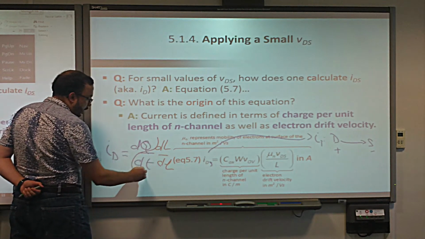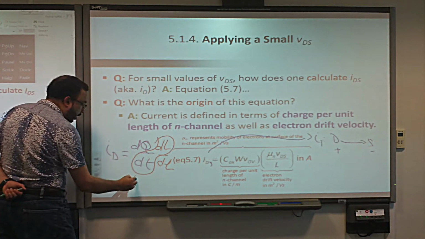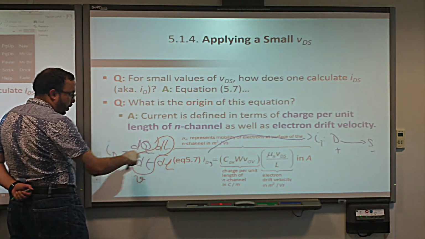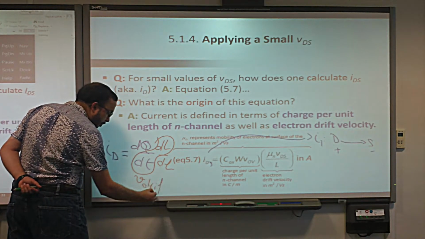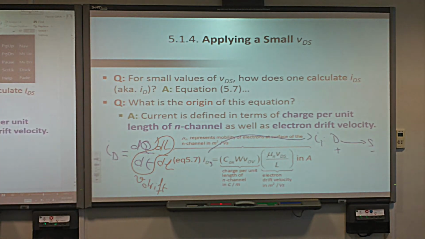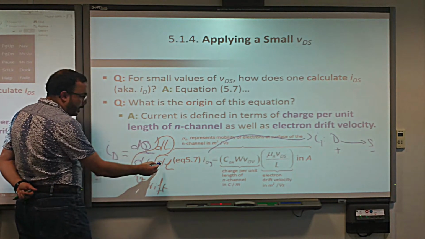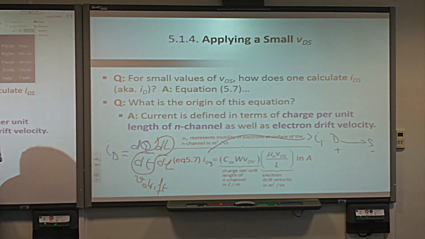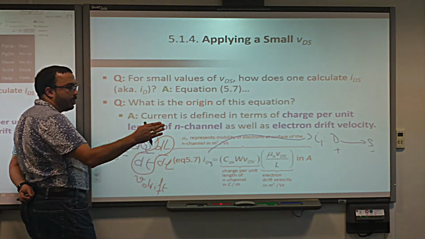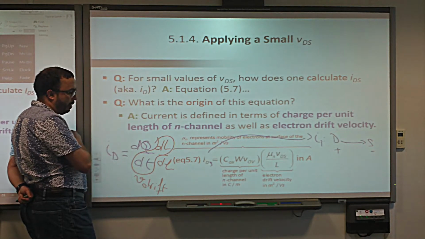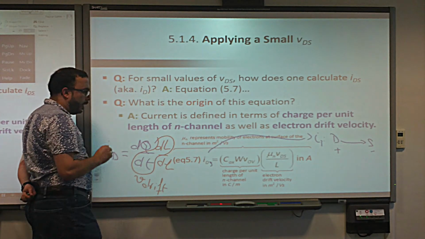And then I take this. This is nothing but the velocity, yes or no? But here, the velocity of what? Of the charge that passed from the drain to the source, which is actually drift velocity. Yes or no? Because of that voltage between the drain and the source. It's not diffusion, it's drift. And dQ over dL, what is it? It is actually the linear density of the charge in the channel. How much charge per unit length? Very good. Excellent.